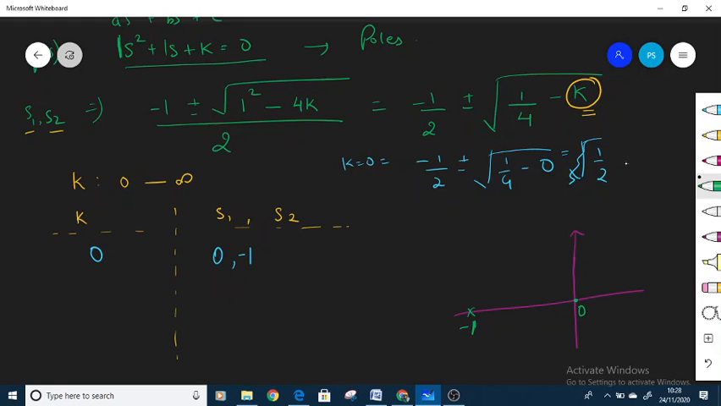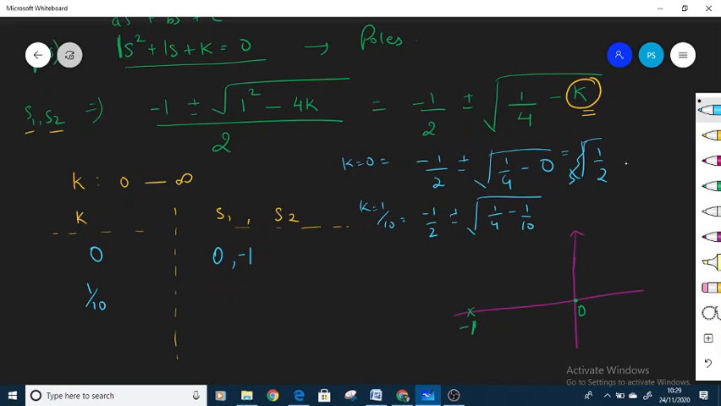Now let's increase the value of k. We have to vary it from 0 to infinity, so let me take some random value. I am taking the value of k as equal to 1 by 10. So at k equal to 1 by 10, this will be minus 1 by 2 plus minus under root of 1 by 4 minus 1 by 10.